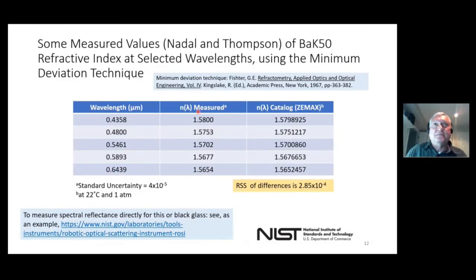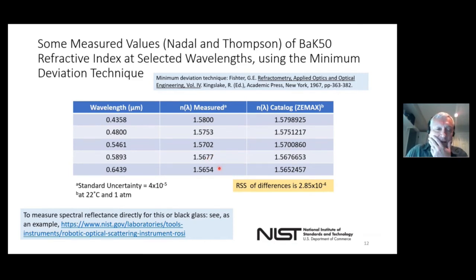But first, we have a catalog value for the index, but does the actual refractive index agree with the catalog values? So Nadal and Thompson thought about this, and they took a look at a few different wavelengths where they measured the refractive index using the minimum deviation method. As you can see, the agreement is actually quite good, with the root sum square of the differences equal to about 285 parts per million. So the catalog and the measured values agree pretty well.